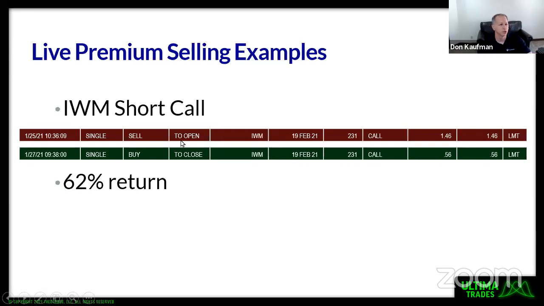Next, IWM short call. Yes, I trade the IWM. This is opened actually on January 25th, closed on the 27th, 62% return. I was open for $1.46, closed 56 cents. I'm going to start ripping through fast now. You ready? IWM sold the 240 calls, bought them back. By the way, look at the time horizon here. This one's not that far out in time, still collected a 53% return.